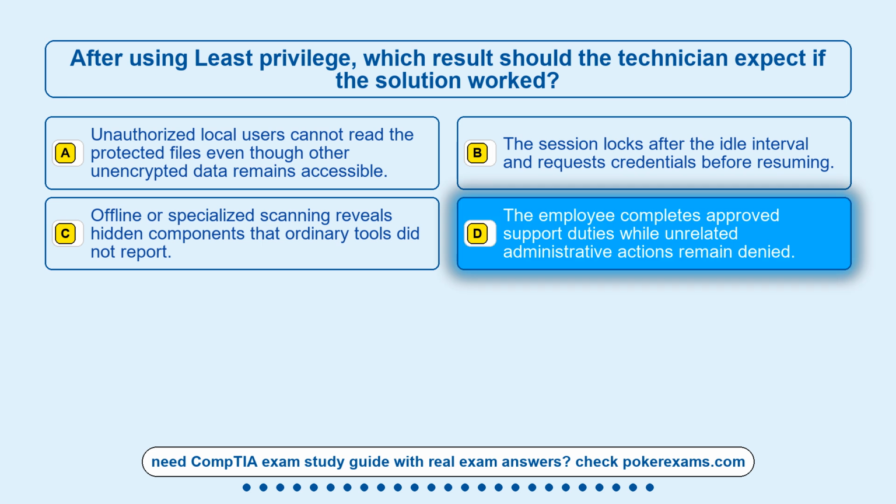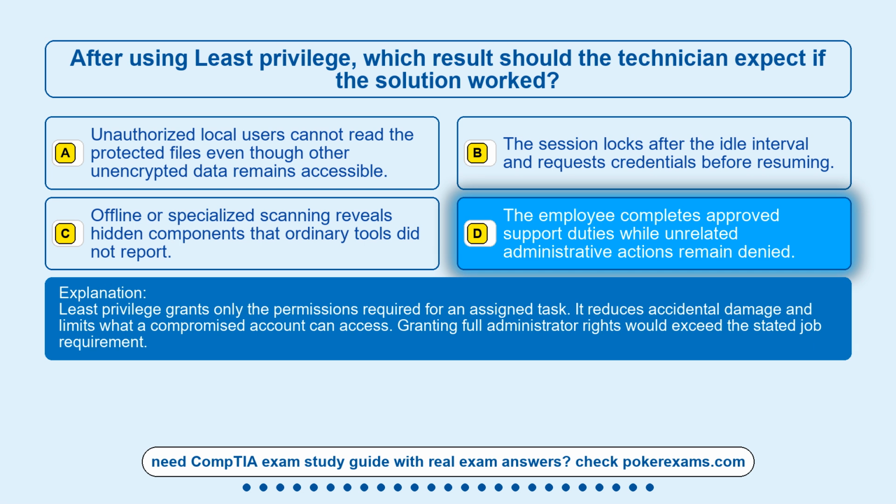The correct answer is option D. The employee completes approved support duties while unrelated administrative actions remain denied. Least privilege grants only the permissions required for an assigned task. It reduces accidental damage and limits what a compromised account can access. Granting full administrator rights would exceed the stated job requirement.